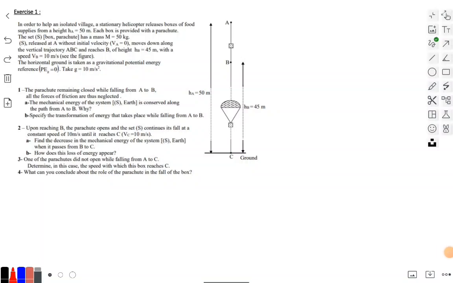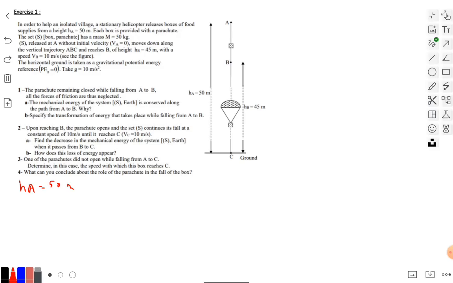Exercise 1. In order to help an isolated village, a stationary helicopter releases boxes of food supplies from a height HA equal 50 meters.